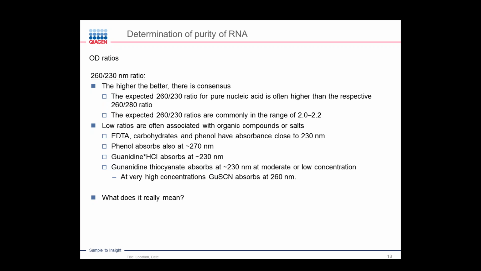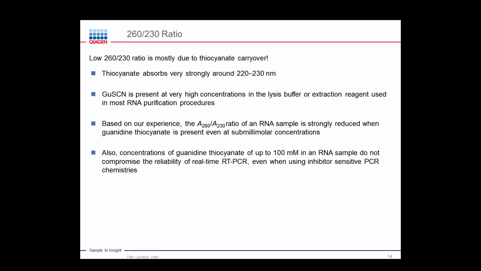Absorption at 230 nanometers can also be caused by contamination by guanidine hydrochloride and guanidine thiocyanate. And guanidine thiocyanate absorbs, at very high concentration, also at 260 nanometers. But what does it really mean? I will give you an example. In this slide, I would like to show you the effect of guanidine salt contamination on the 260/230 ratio and what it means for real-time PCR.